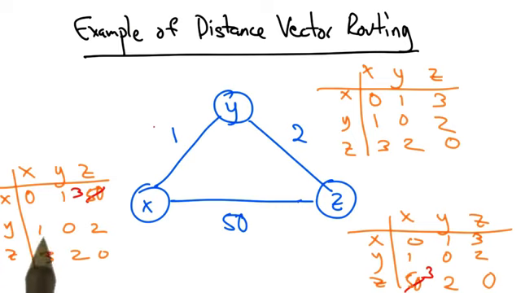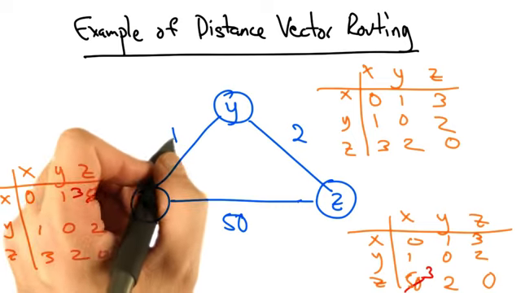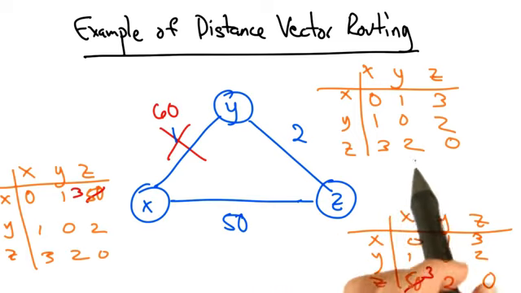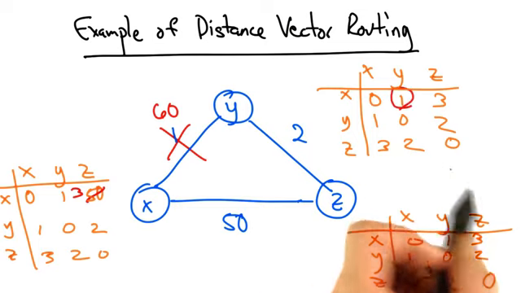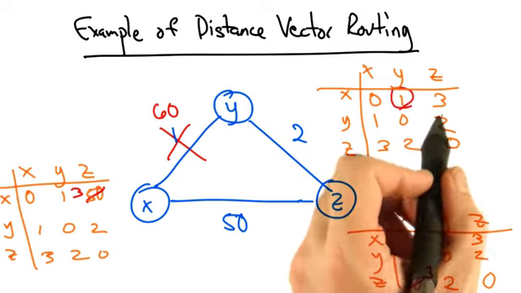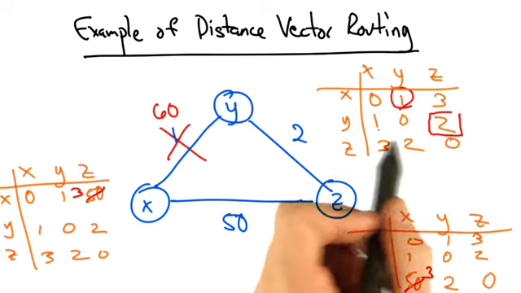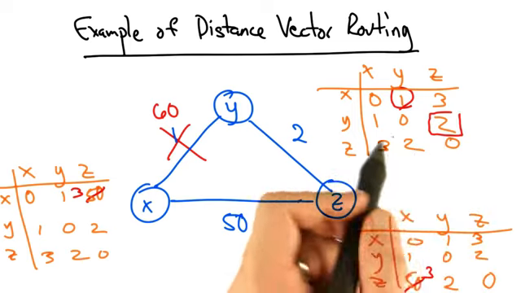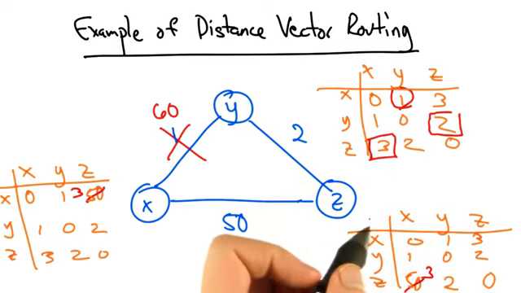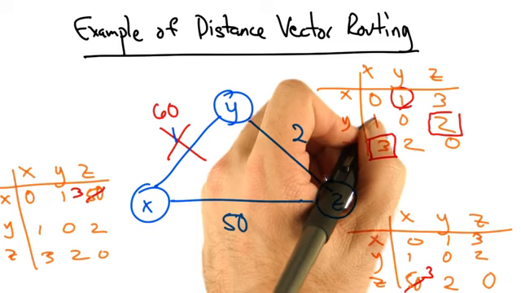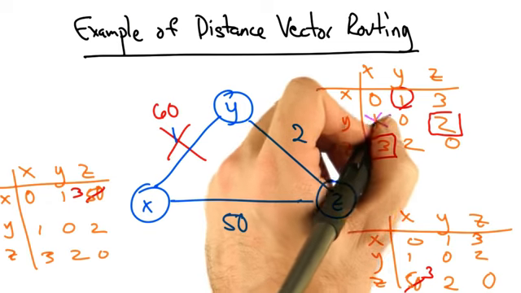Let's suppose that the cost of the link between x and y suddenly increased from 1 to 60. Well, now in this case, y would need to update its view of the shortest path between y and x. Now it's no longer 1, but it's not 60 either. To see why, let's go back to our Bellman-Ford equation. We can see that y thinks it can get to z with a cost of 2, and that z can get to x with a cost of 3. So in fact, it's going to update this entry from 1 to 5.